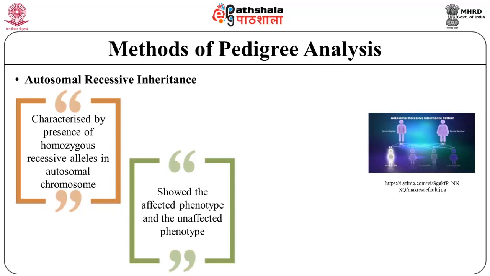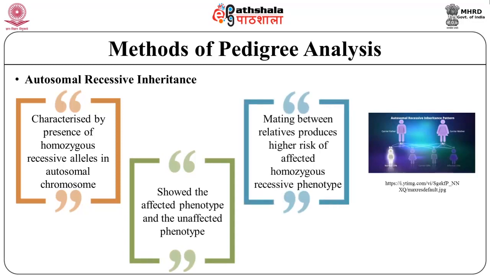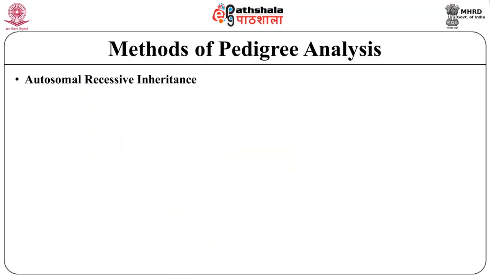This chance of becoming affected increases when the mating occurs between relatives. Mating between relatives produces a higher risk of affected homozygous recessive phenotype than mating between unrelated individuals. Therefore, first cousin or close relative marriages are responsible for a larger portion of recessive diseases in the human population. This figure shows the pedigree analysis of autosomal recessive inheritance.